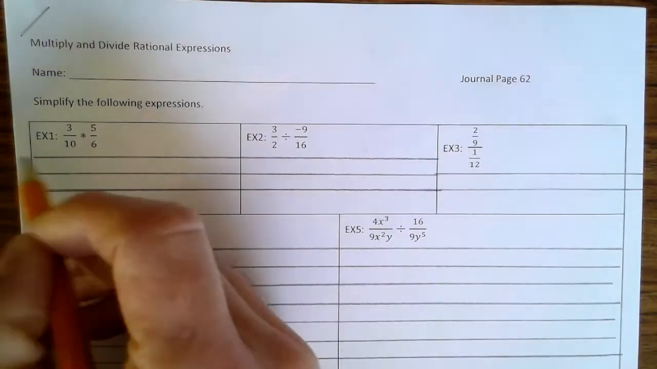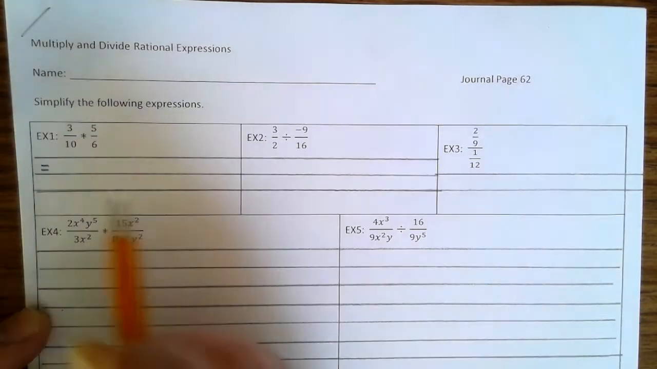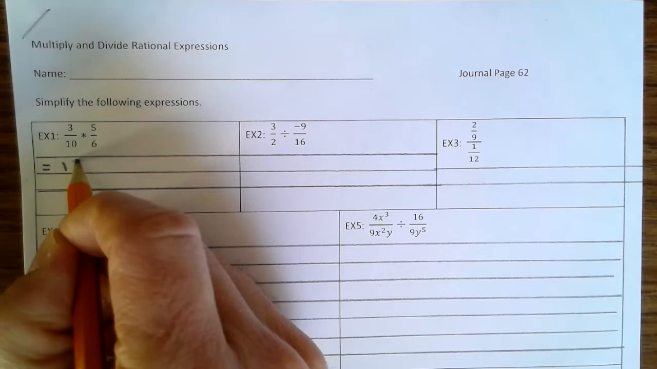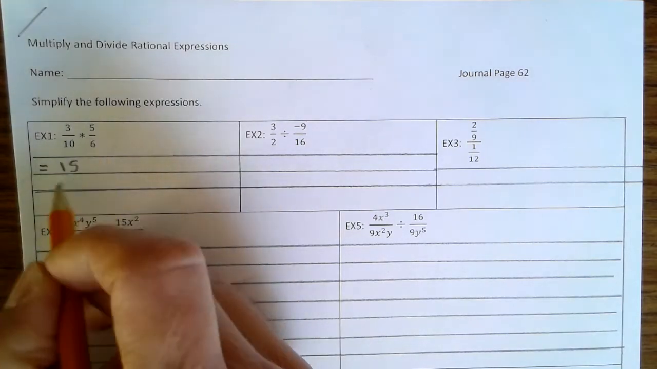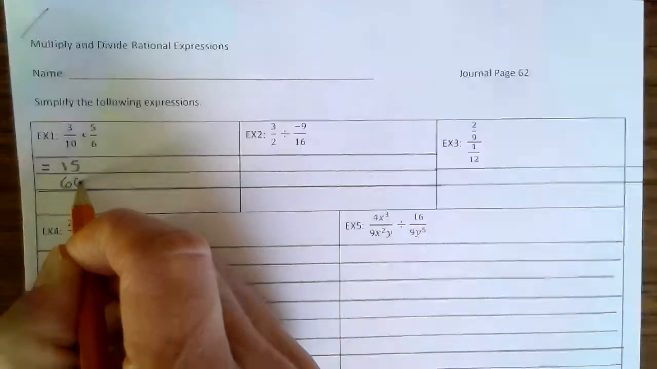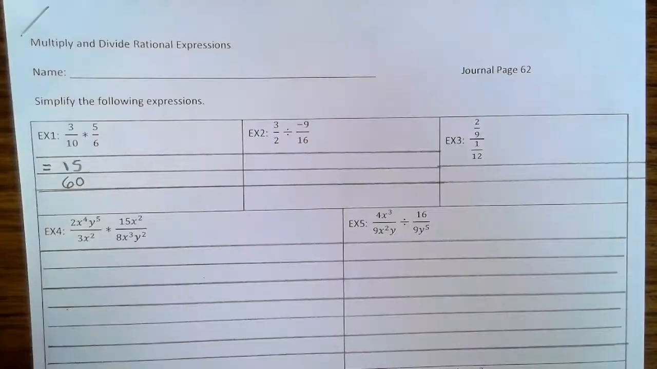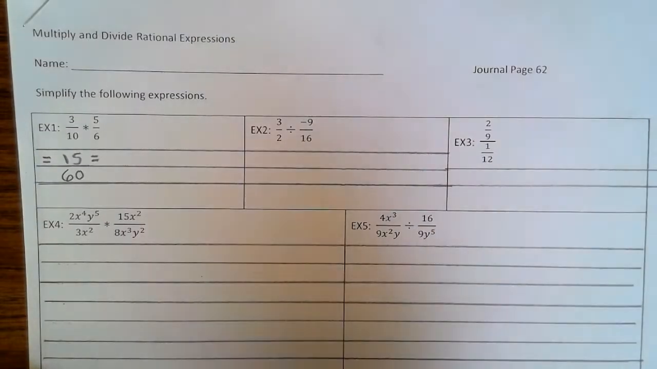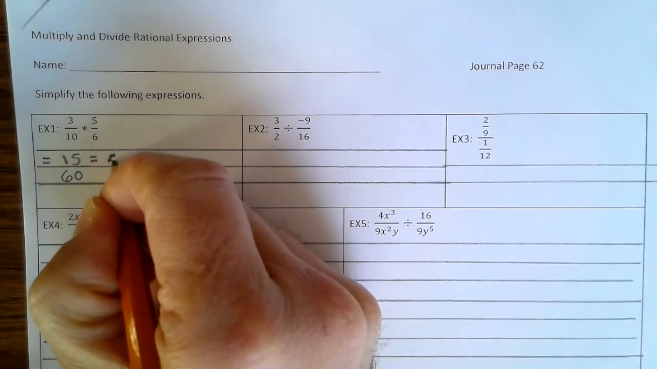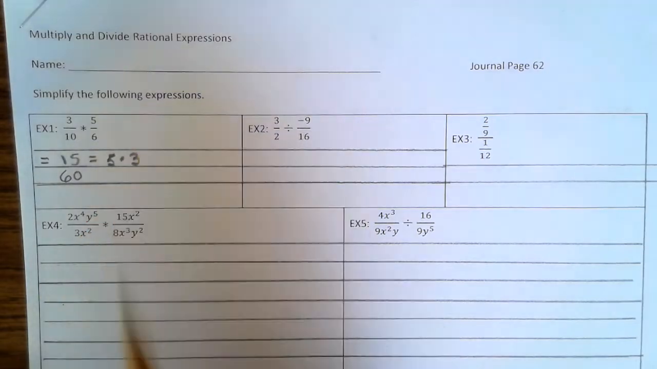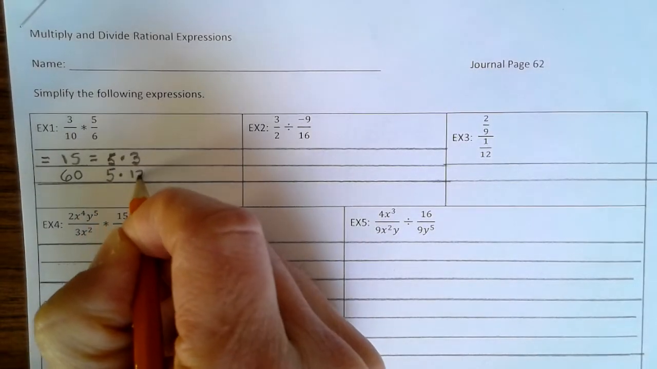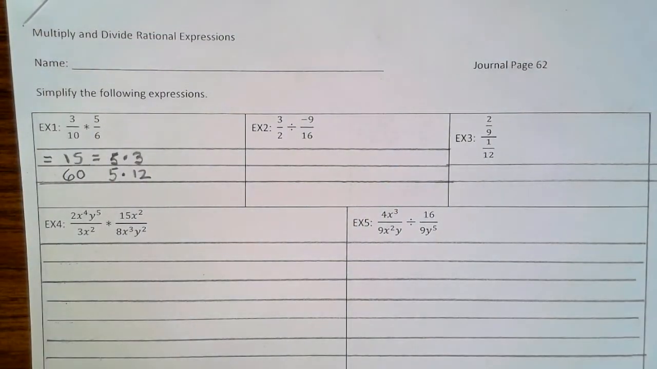So here, we're going to multiply across. So 3 times 5 is 15, and then 10 times 6 is 60. Now, you want to find a common factor between 15 and 60, and that is 5, okay? So we know that 5 times 3 is 15, and 5 times 12 is 60, okay?